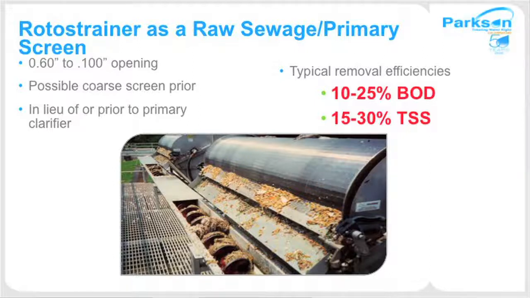There can be possibly a coarse screen in front of the fine screens, and we use them in lieu of primary clarification. And typical removal rates of these screens at a municipal application is up to 25% of biological oxygen demand or up to 30% of total suspended solids.